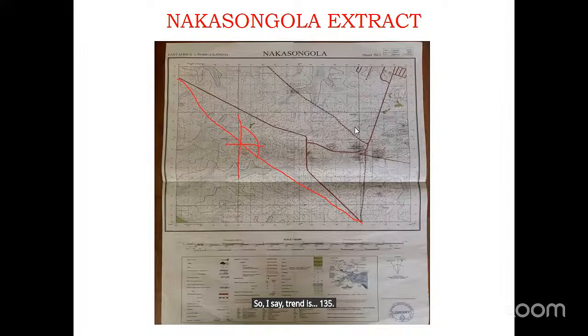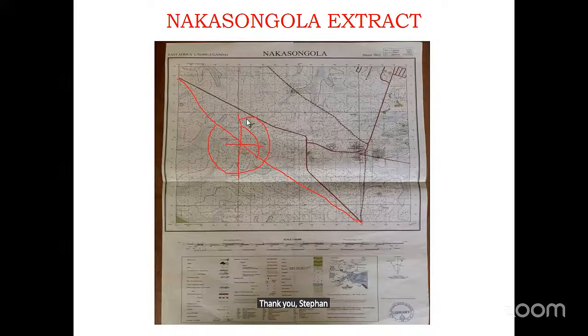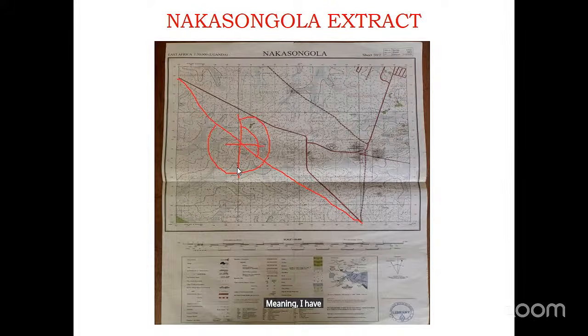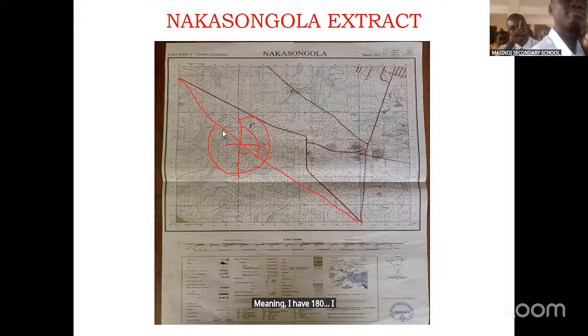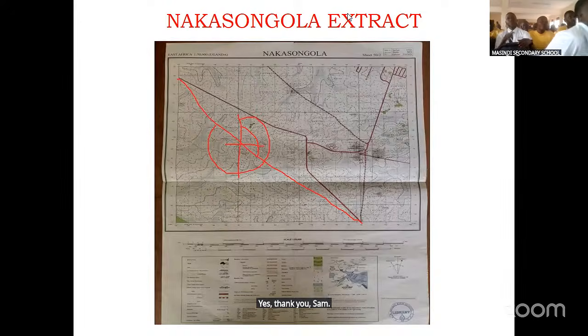This is now how I'm stating in my booklet. 135 degrees. 2, then I measure the second angle, up to there. So I have this angle and this angle, that is how the road is turning. Meaning I have 180, I add this angle, which is 135, and I get the total angle, which is the second point. I don't know whether I have helped you. Yes, thank you, sir. Okay.